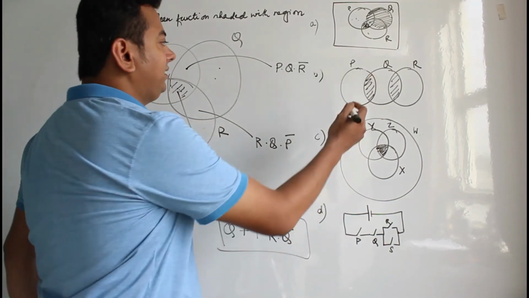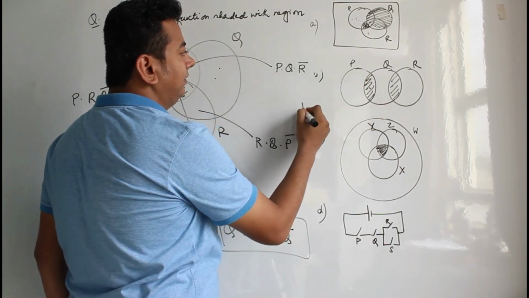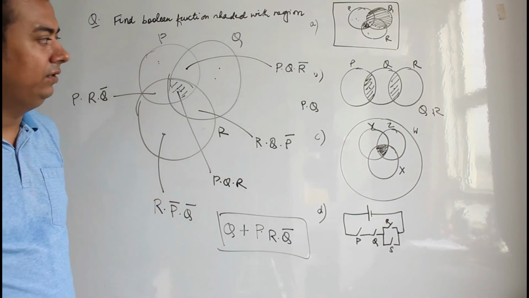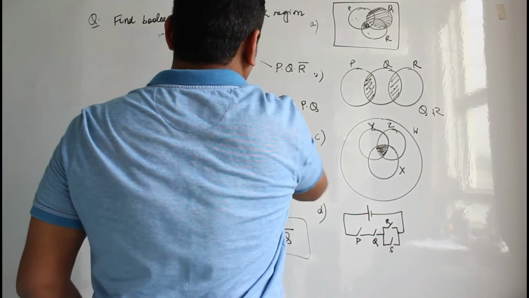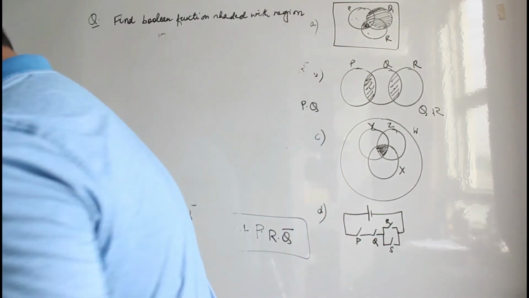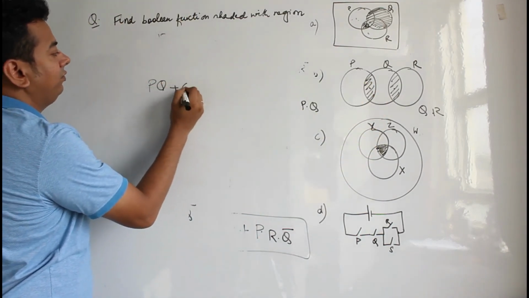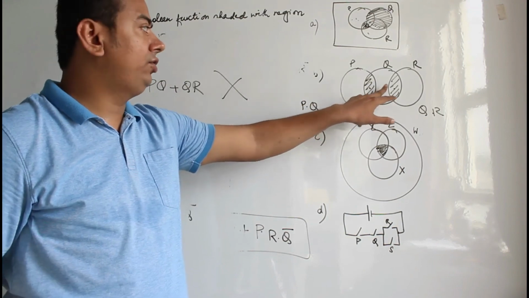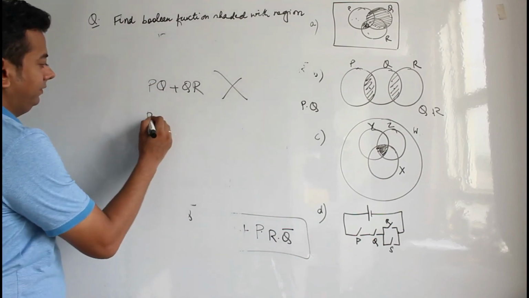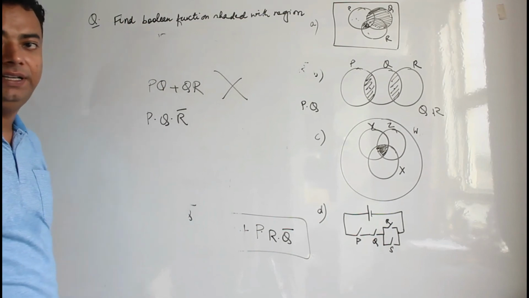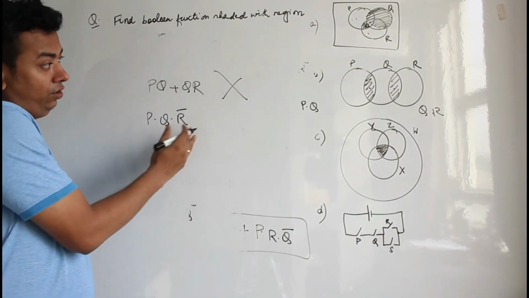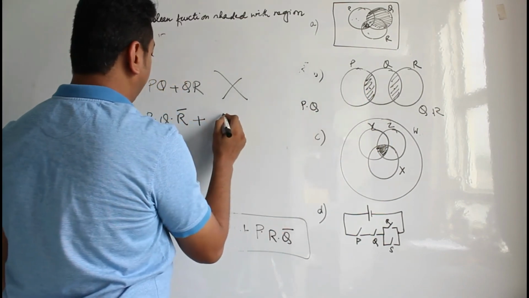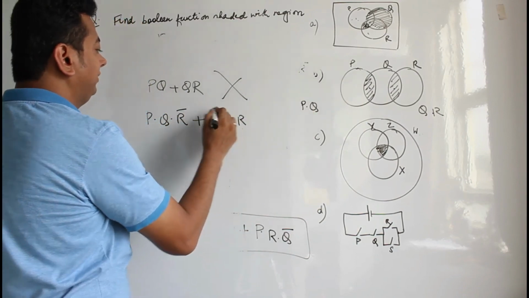What is this region? This region is P dot Q. This region is Q dot R. In one go, what will you do? You will straightforwardly write PQ plus QR, right? Which is wrong. When you are considering these two, you should also consider the third variable. So it is P and Q, and R is not present. We should mention R is not present, because R could be mapped here also. Plus this region is Q dot R, but P is not present here. So this is the answer.